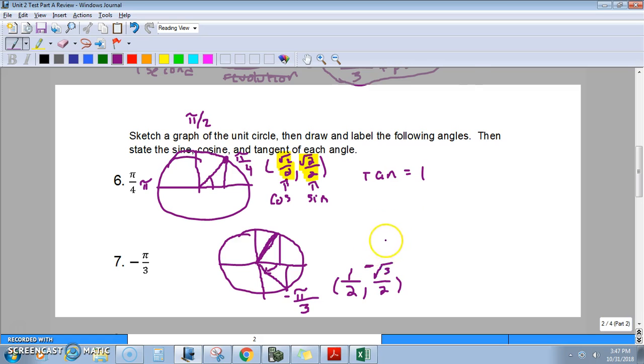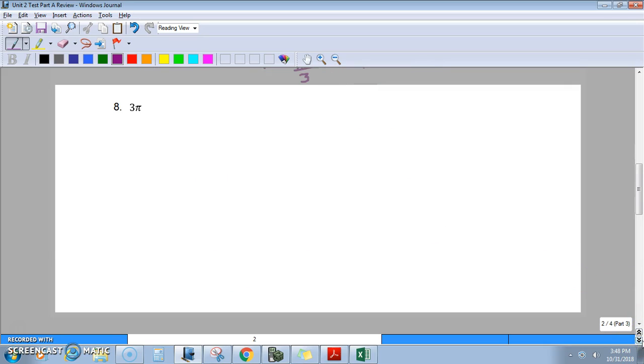But the tangent is going to be the opposite over the adjacent, so negative root 3 over 2 divided by 1 over 2. Which just means negative root 3 over 2 times 2 over 1. My 2's cancel. And so my tangent should just be negative root 3. All right, what's next? I think we have time to do another one.